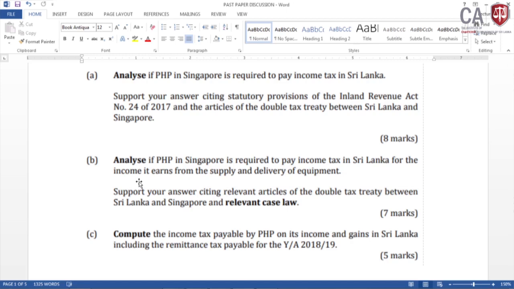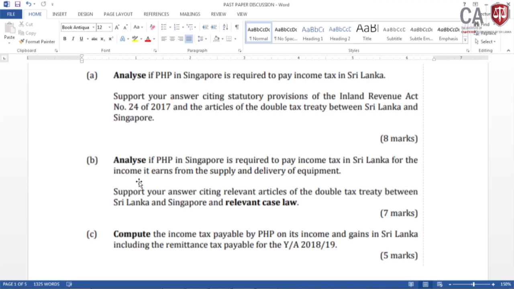How do you confirm your answer? Write these points. These are the answer points, nothing other than that. Analyze this way in the question and write these answer points one by one. Due to these reasons, PHP Singapore is not earning any income in Sri Lanka on this supply of equipment.